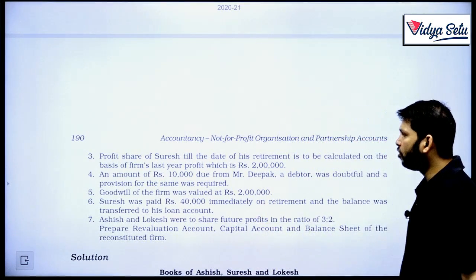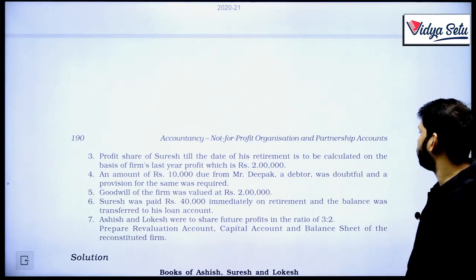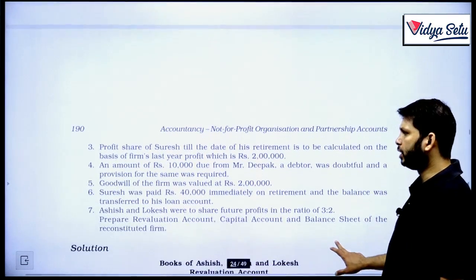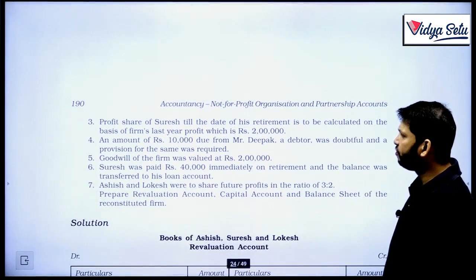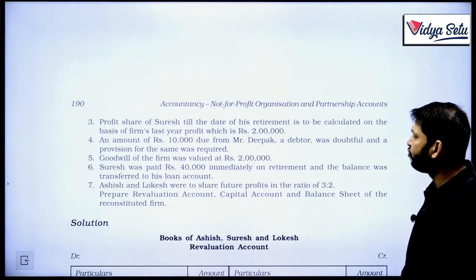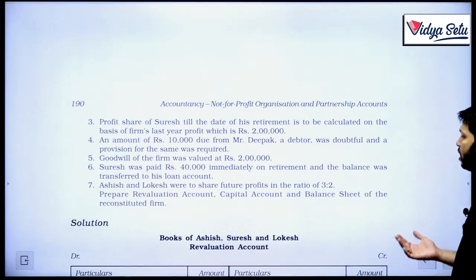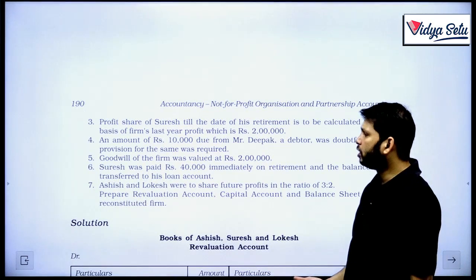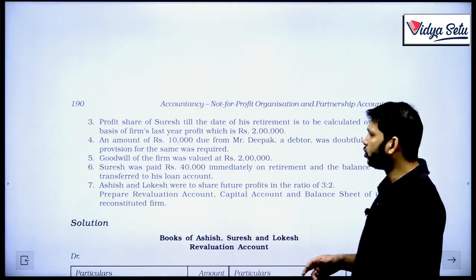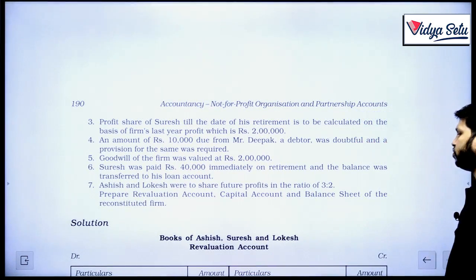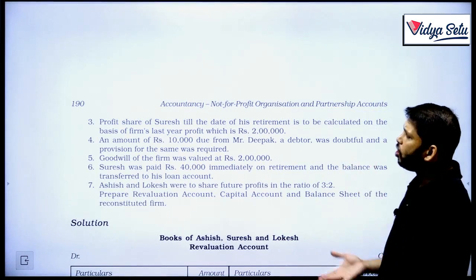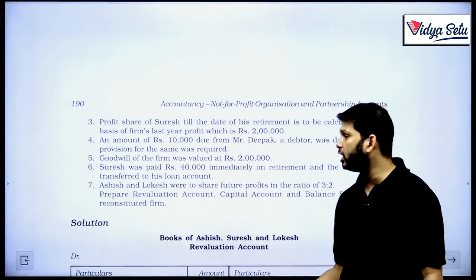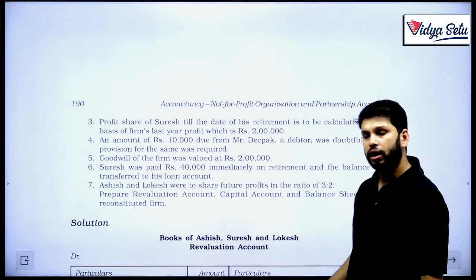An amount of 10,000 due from Mr. Deepak, a debtor, was doubtful and a provision is required. Goodwill of the firm is valued at 2 lakhs. Suresh was paid 40,000 immediately on retirement, and the balance was transferred to his loan account. Ashish and Lokesh were to share profits in the ratio of 3:2. So the new ratio and old ratio are there, and we can find out the gaining ratio so that we can do the goodwill adjustments.